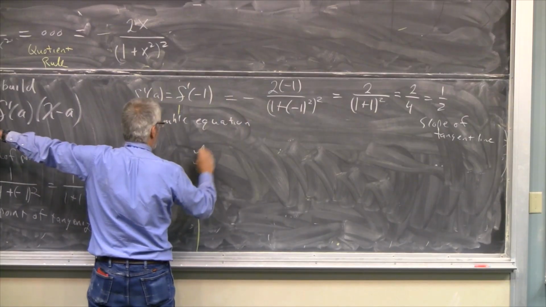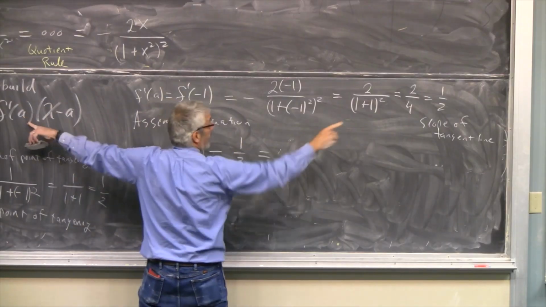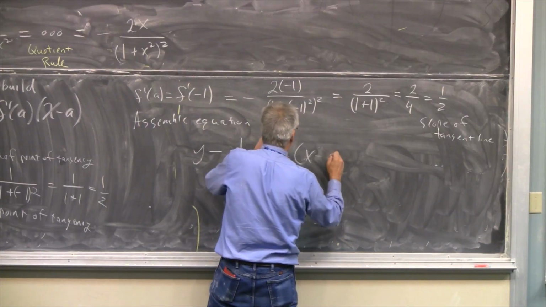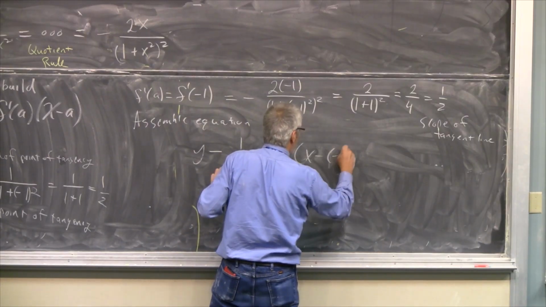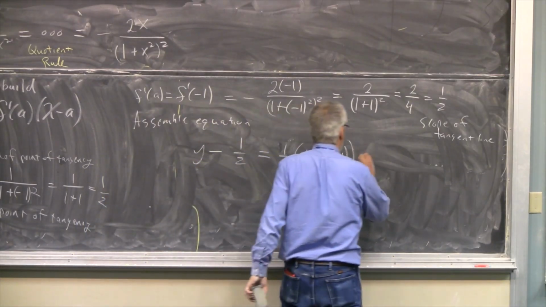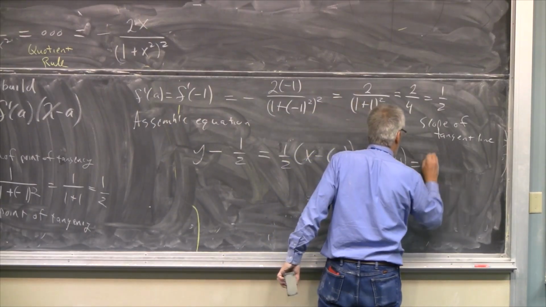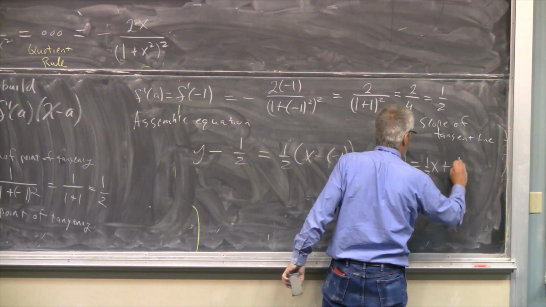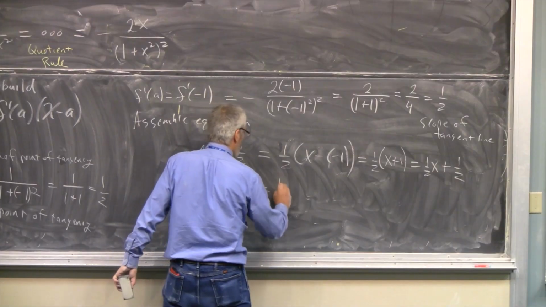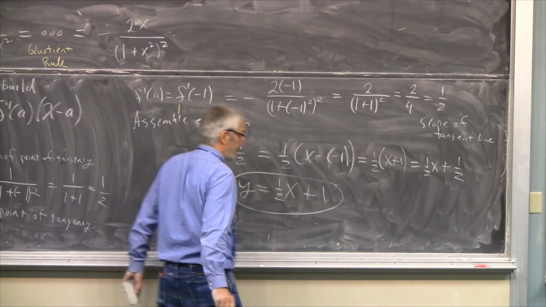So y minus f of a, so it's y minus 1/2 equals f prime of a, so that's that 1/2, times x minus a. It's x minus 1. So that's 1/2 times x plus 1. So that's 1/2 x plus 1/2. So when I put this in slope-intercept form, I get y equals 1/2 x plus 1. Here's my equation.